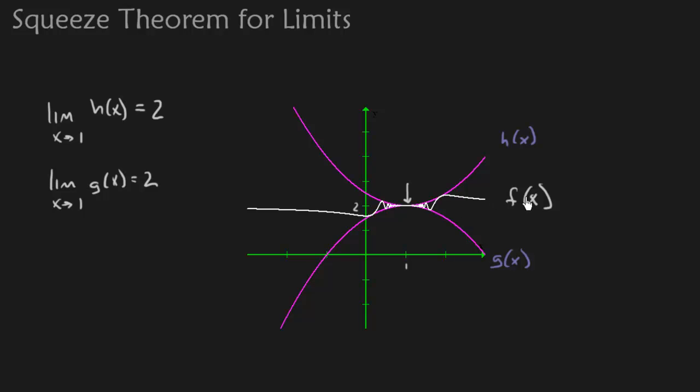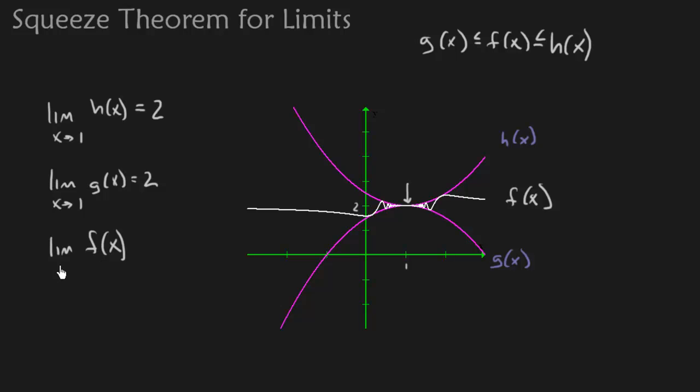But let's talk about the properties of f of x. What you notice is that g of x is always smaller than f of x, and f of x is always smaller than h of x. So you have this middle function f. It's smaller than h, it's bigger than g. But notice that at x equals 1, they all meet, right? If this f of x is always between the two functions and they're going to meet at this point, then what does the limit of f of x have to equal?